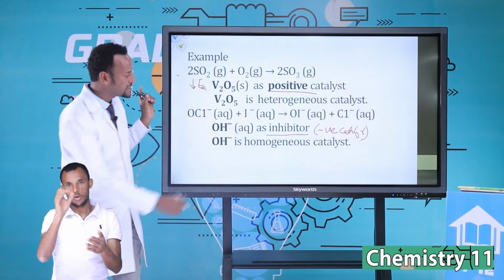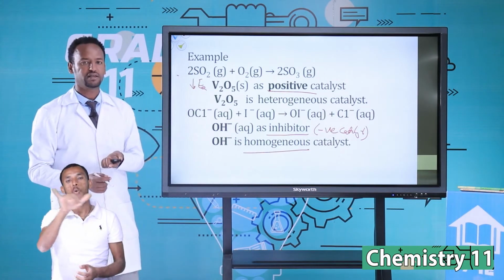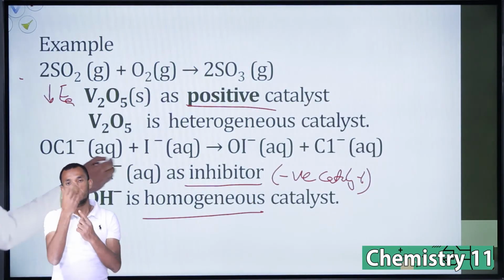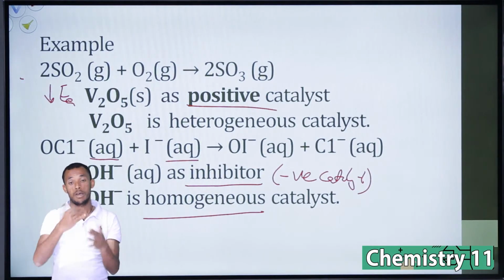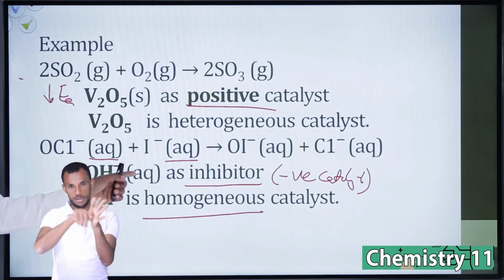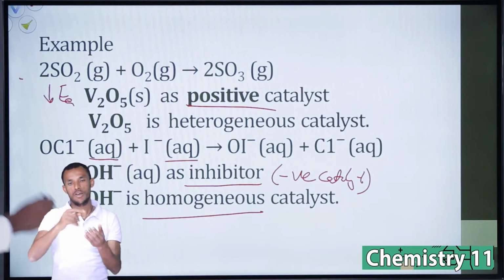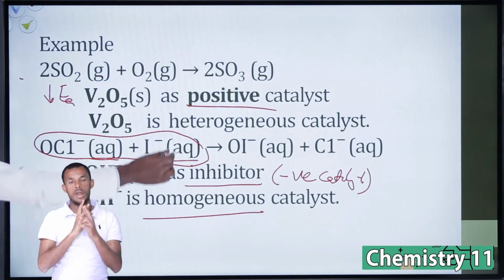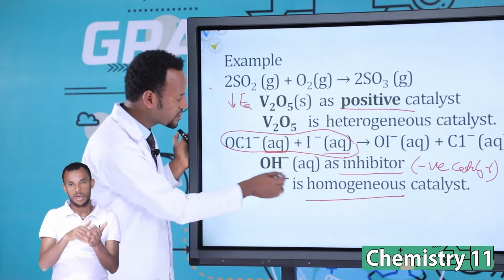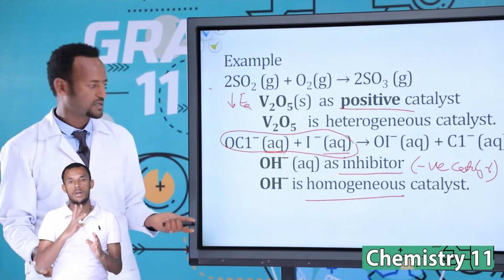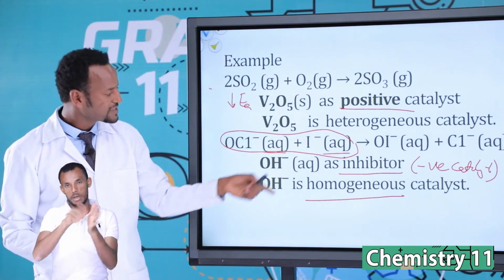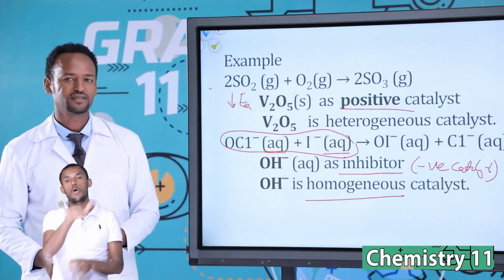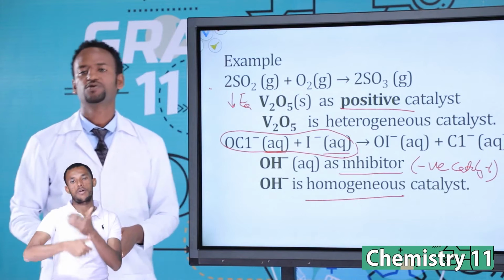In this case, OH minus is a homogeneous catalyst. Why a homogeneous catalyst? Because the state of the reactant is aqueous. Aqueous means in water. OH minus is also aqueous. The physical states of OCl minus and I minus, the reactants, are aqueous. Aqueous means in water, which is liquid. It is the same physical state. Because of the same physical state, this catalyst is a homogeneous catalyst. Therefore, catalysts affect the rates of chemical reactions.